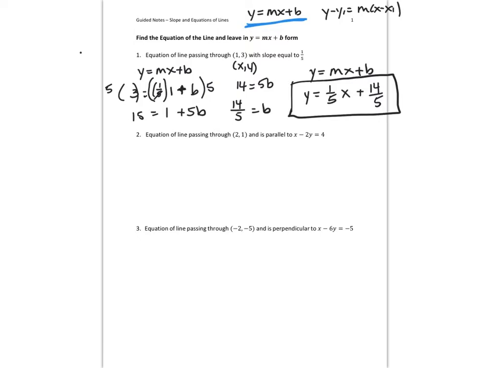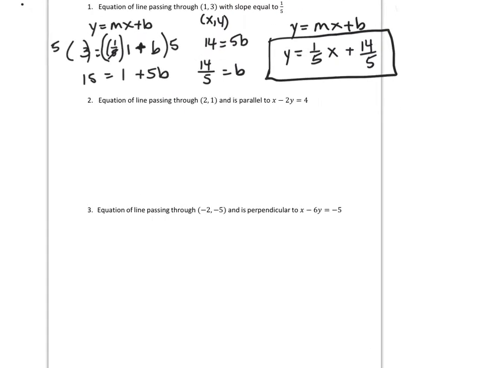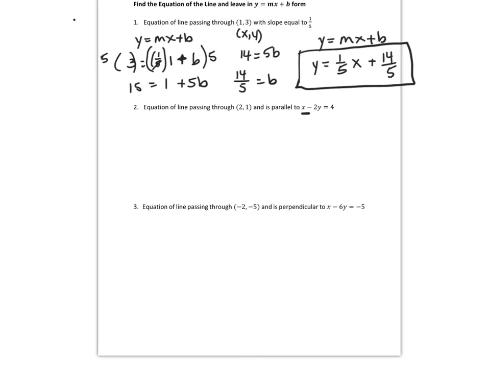There we go. All right, equation of the line passing through (2, 1) and parallel to x - 2y = 4. Well, my line's parallel to this line. Let's find the slope of that line. That's -2y = -x + 4. That's y = 1/2 x - 2, dividing everything by -2. So the slope of my line is 1/2, and it goes to the point (2, 1).